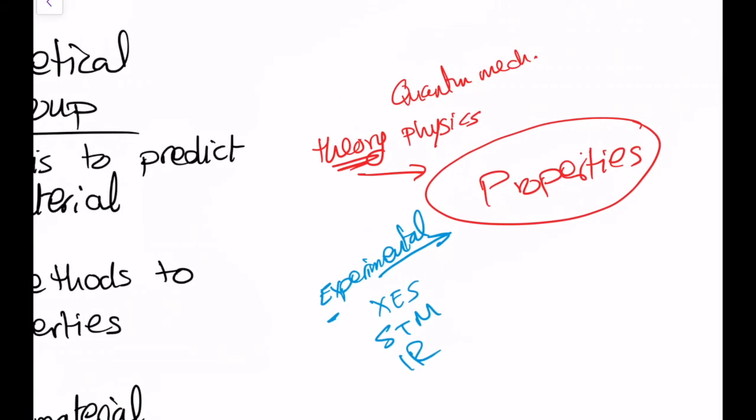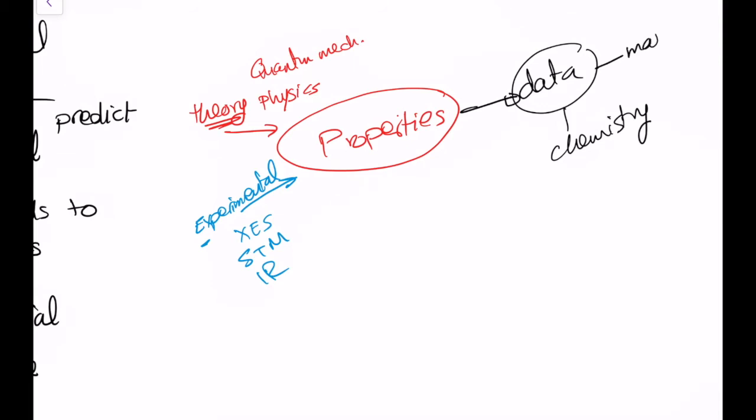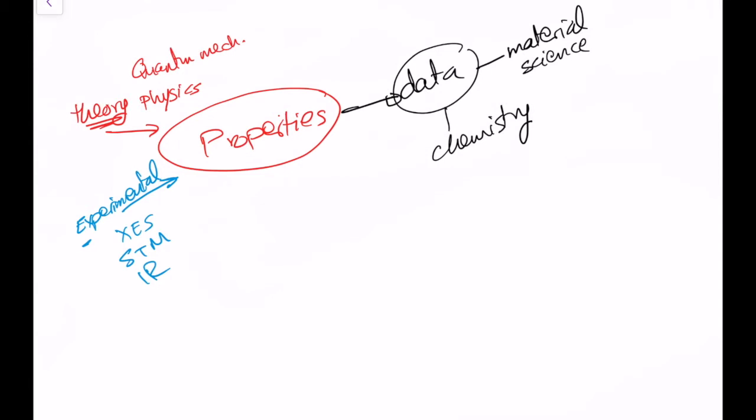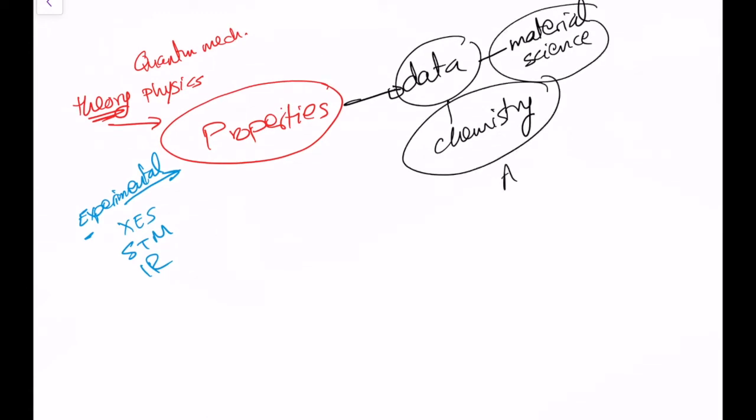After we get the properties of the materials, we then have our data. So these data are analyzed either by chemistry analysis or in material science. So you use either chemistry or material science in order to understand these data and utilize it. So both the theory and the experimental teams work on the analysis of these data. The analysis is basically theoretical chemistry or theoretical material science.